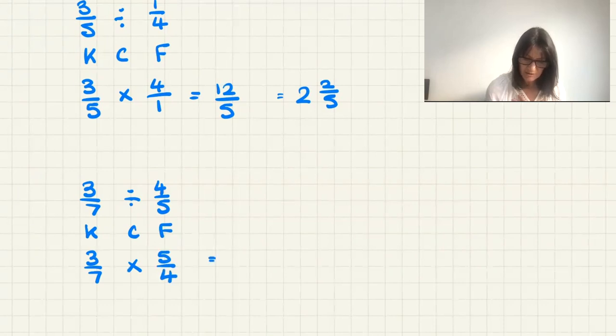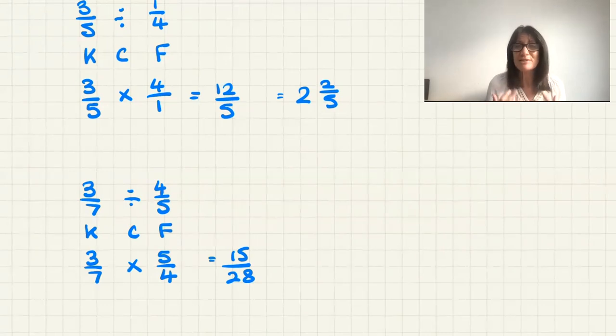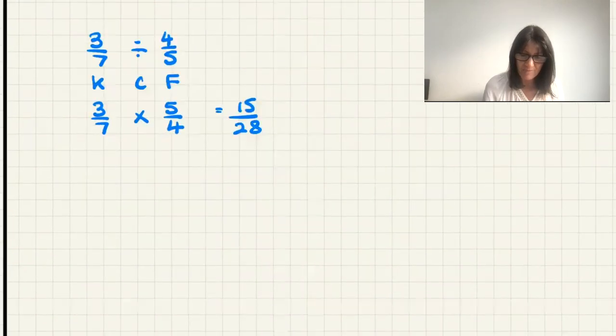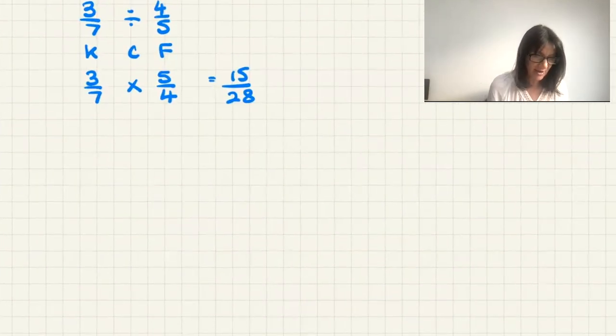I've got 3 5s are 15, 7 4s are 28. I need to make sure that it doesn't cancel. And I'm fairly certain it doesn't. So that is our final answer. And that's it. I mean, we can do lots and lots, couldn't we? But the same process is going to happen every single time. So let's have a quick look at our mixed numbers just to see how we do those.